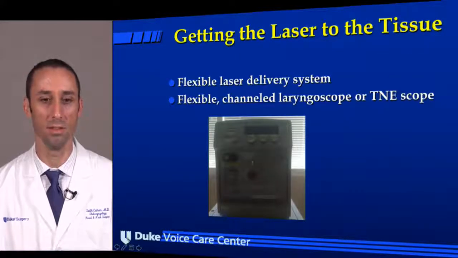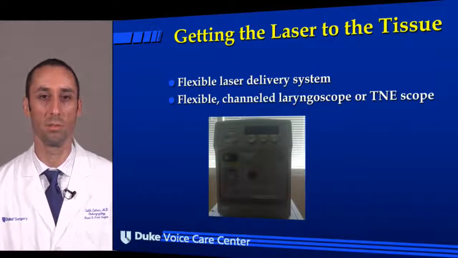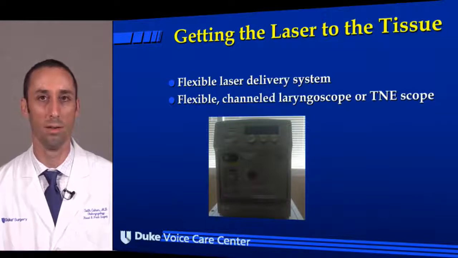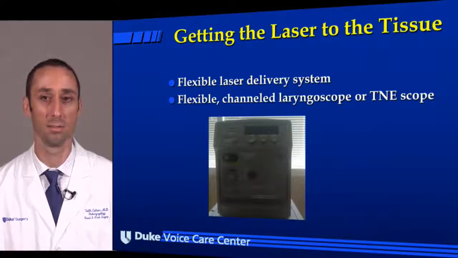So how do we do that? This is the laser that I use, the Aurora XP. And the nice thing about this is it's a flexible laser delivery system. The way to get it to the tissue is either through a flexible channeled laryngoscope or a transnasal esophagoscope, which also has a channel. The laser fiber is very small and can pass through there. There's also a suction port so that you can remove secretions and even disease.